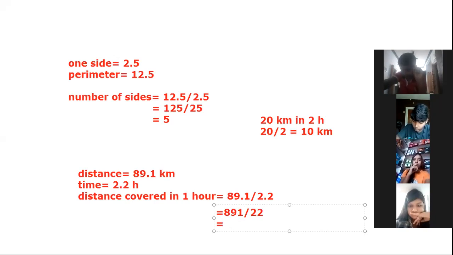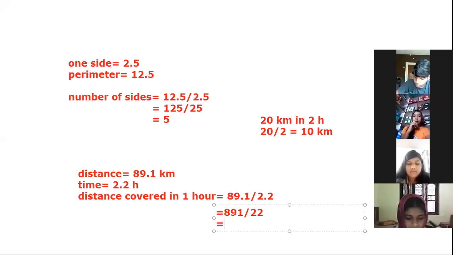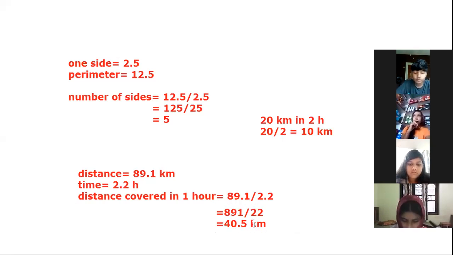Then what should be its answer? It should be 40.5 kilometers. So the average distance covered in 1 hour should be 40.5 kilometers. The question is solved in your textbook.